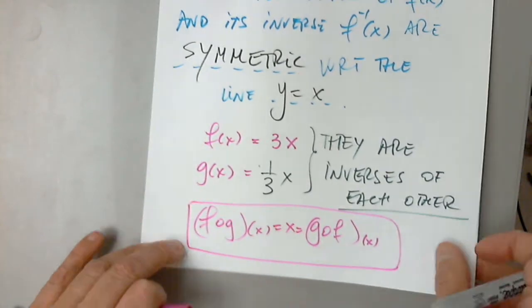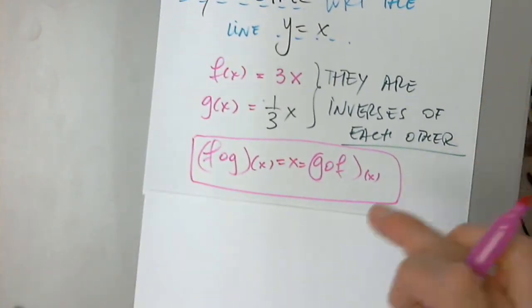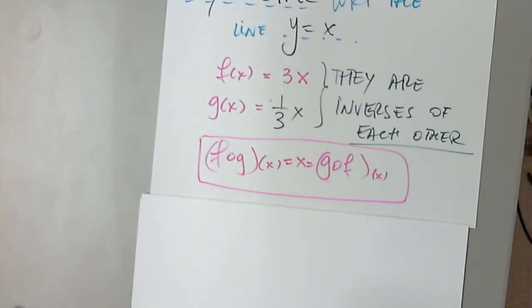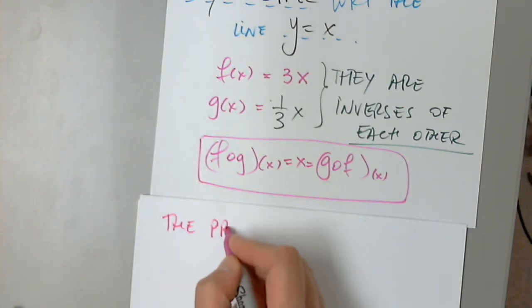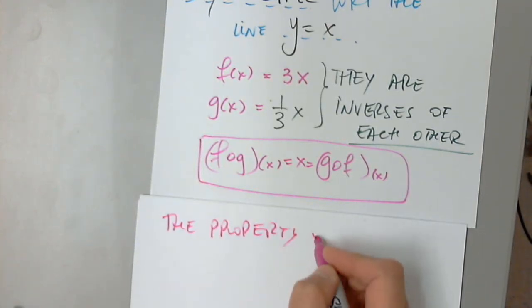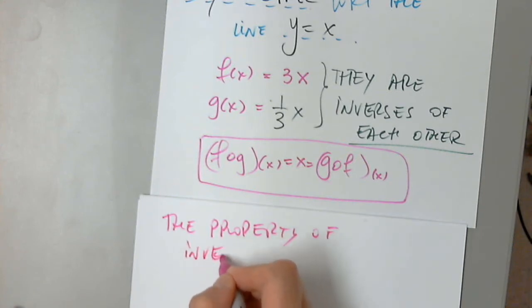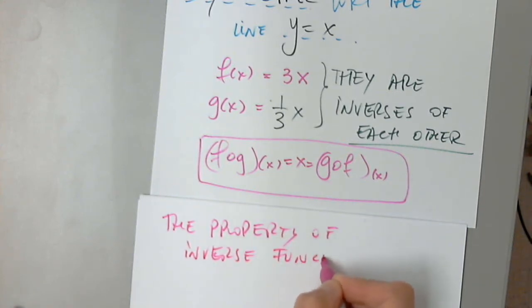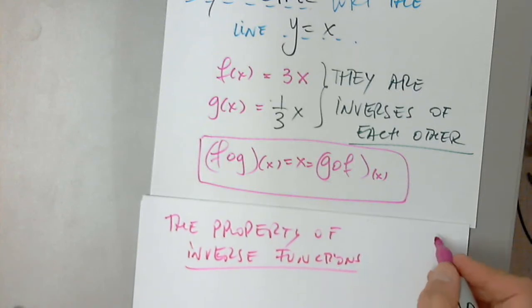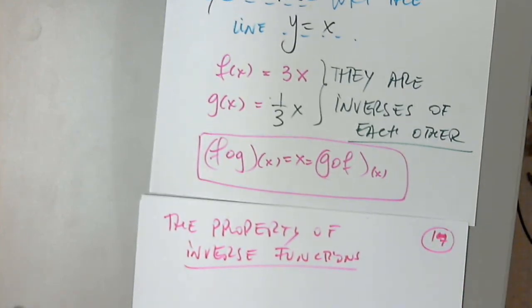So this happens only if they are inverses of each other. And this is called the property of inverse functions. If two functions are inverses of each other, the function composition must be plain x, not x squared, not x over 3, not 5x, not x plus 1. Plain, simple x and nothing else.